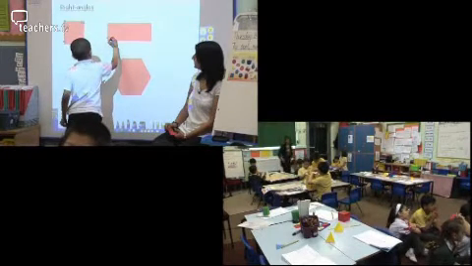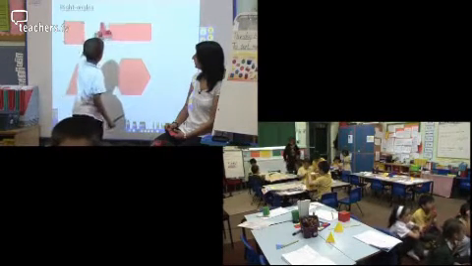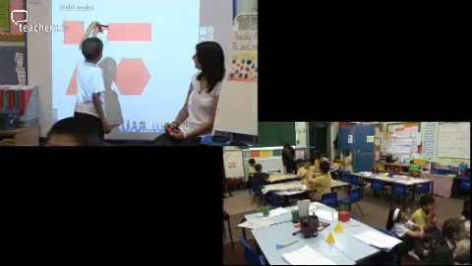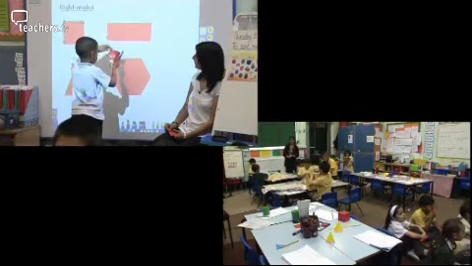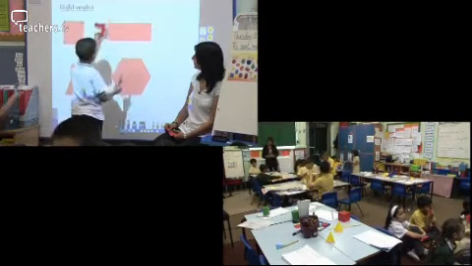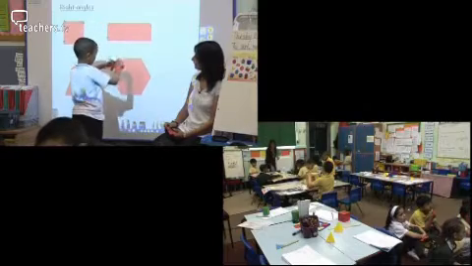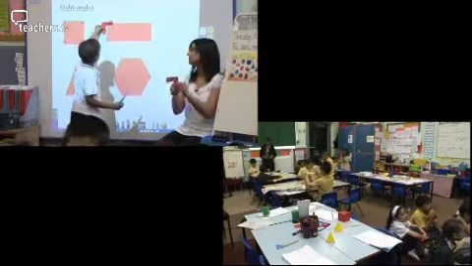Any more right angles? Use your measurer. Show me. Does it fit that way? Flip it over. Have a look. Does it fit that way? Remember, it's got to fit inside the corner, hasn't it?